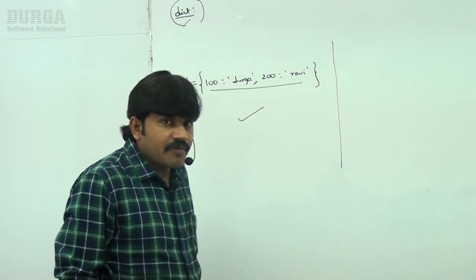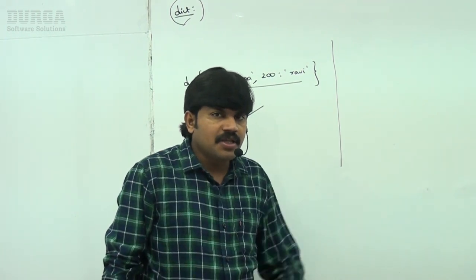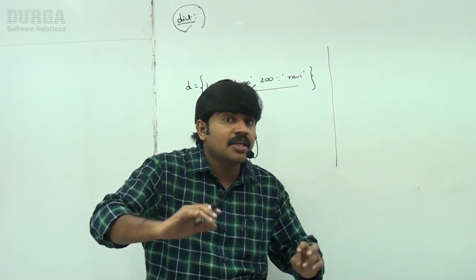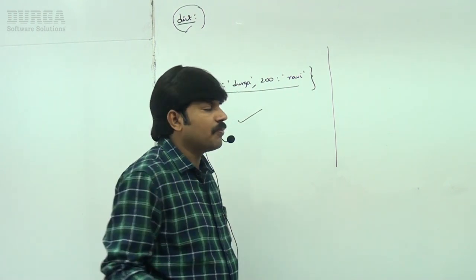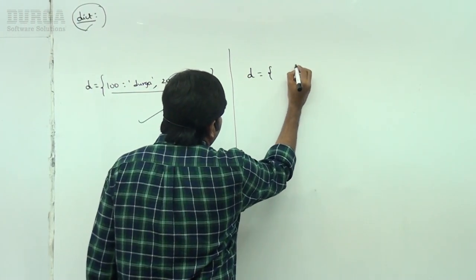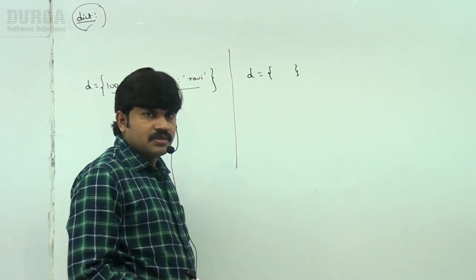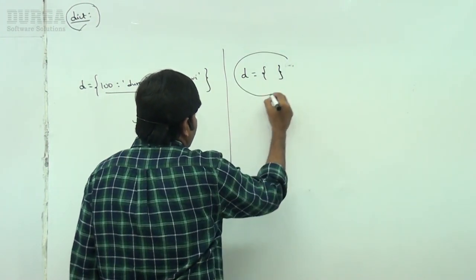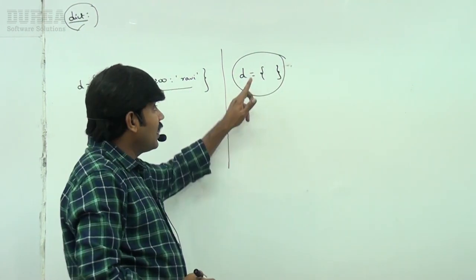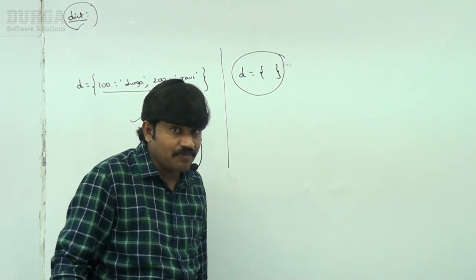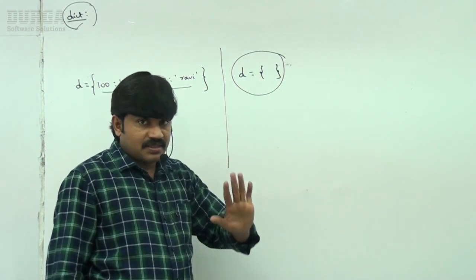But sometimes the requirement is to create an empty dictionary first and then add the key-values. How can you do that? d = {}, curly braces open and close. Just now I created an empty dictionary. By default, curly braces open and close is a dictionary type, not a set type. Remember, it is an empty dictionary.